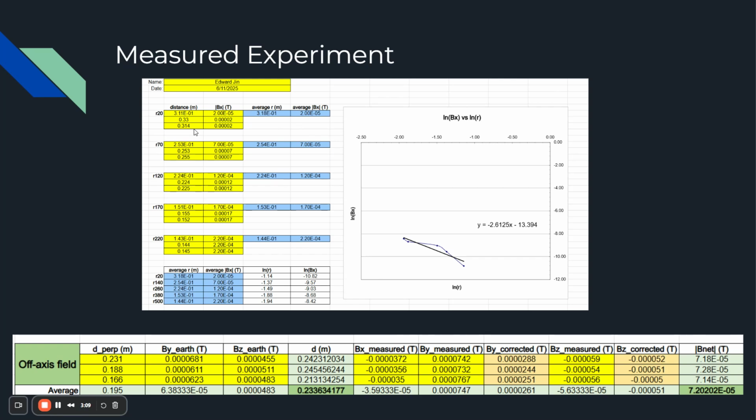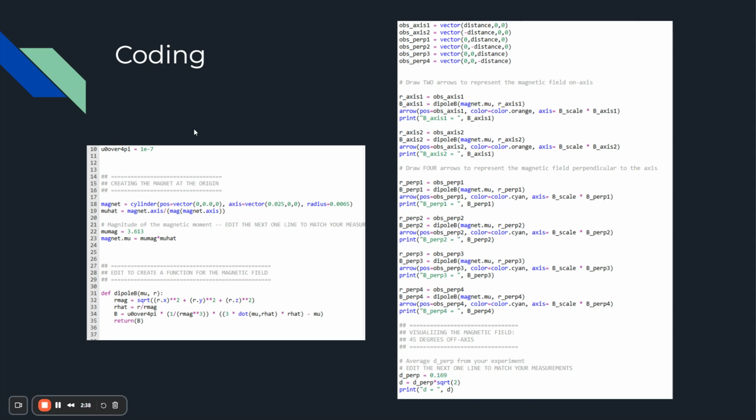So here in the measured experiment, after collecting the data, I used Excel to plot magnetic field strength against distance. From the trend line, we saw a logarithmic decay as expected. Excel also calculated the average net magnetic field, which came out to be about 7.2 times 10 to the negative 5 Teslas. And so next came the coding portion in GlowScript.